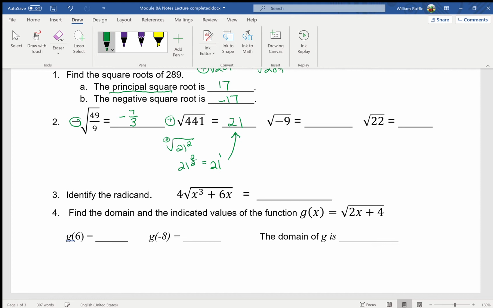So I'm just trying to put that in there here. Now the square root of negative 9. If you were to type this in on your calculator, the square root of negative 9, it says it does not exist. It's not a real number. Now in 8C, we're going to learn how to use imaginary numbers, but again, that's 8C. So right now, this is just not a real number.